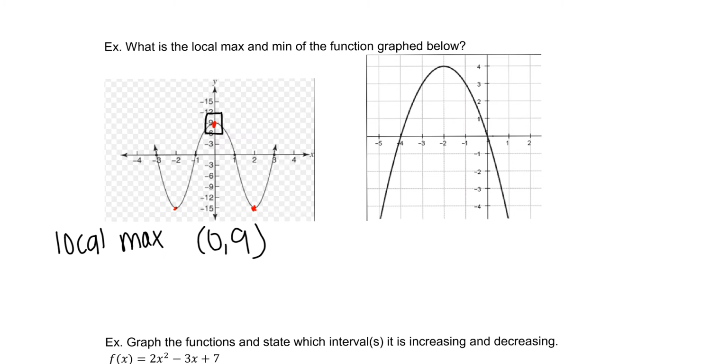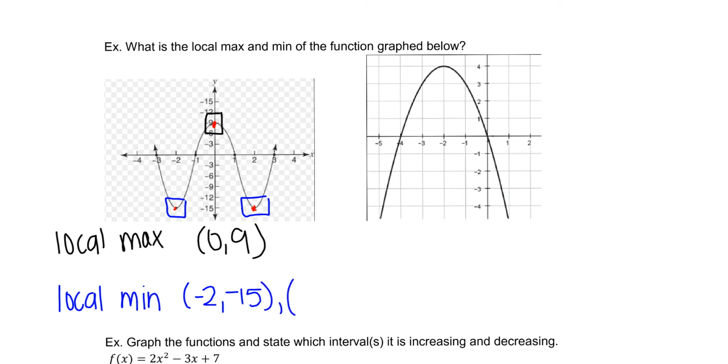Next we look for local mins. And it looks like we have 2 low points. So we'll write both the coordinates. This first one looks to be at -2, -15. And the second one looks to be at 2, -15. And because we're listing points, we just list them and separate them with commas. We don't use unions because we're not talking about an interval here. We're talking about a specific point.